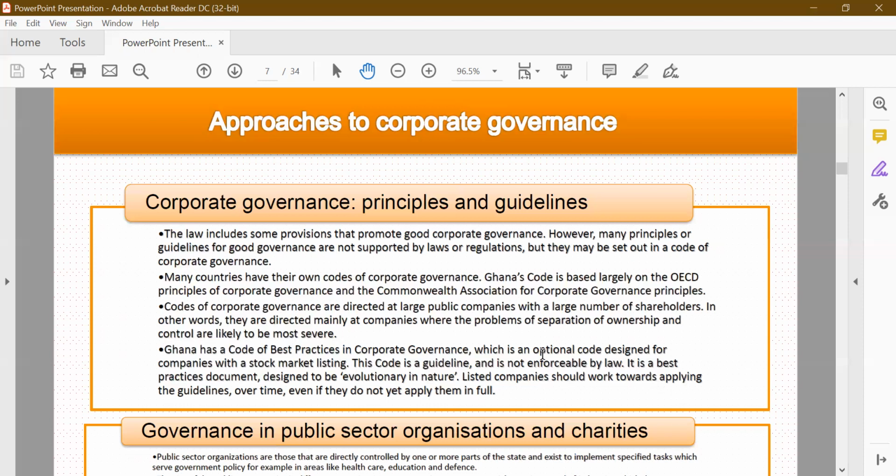It's very, very important. So today we've talked about the principles or concepts of good governance. We talked about honesty, fairness, responsibility, and accountability. These are things that are necessary for good corporate governance. So I would recommend that you go over these concepts again.